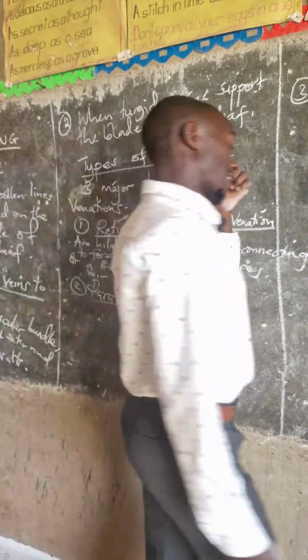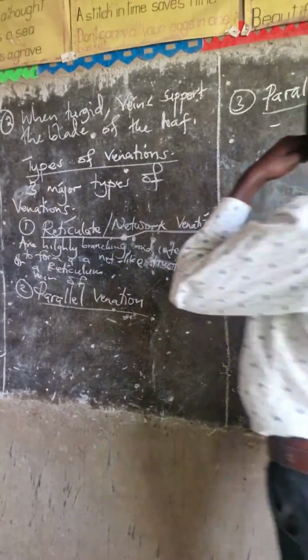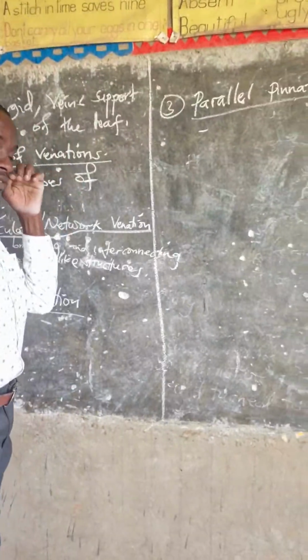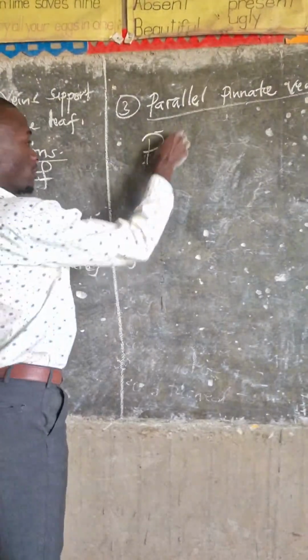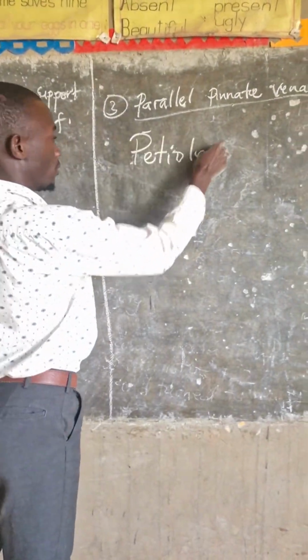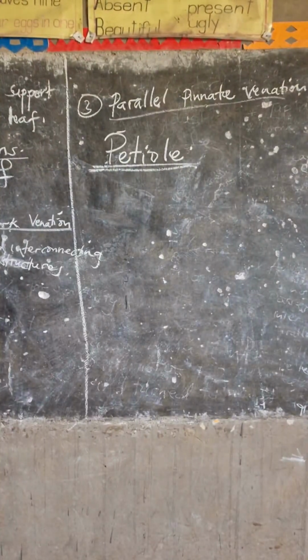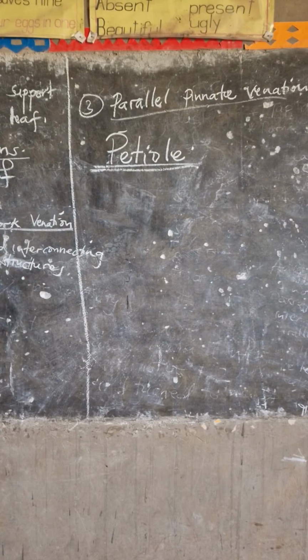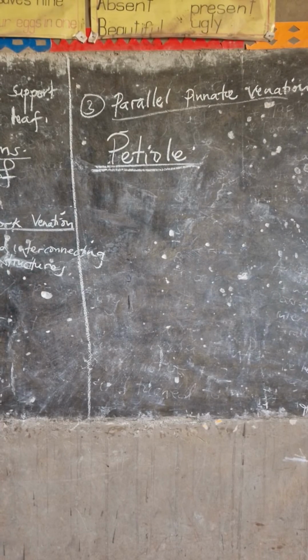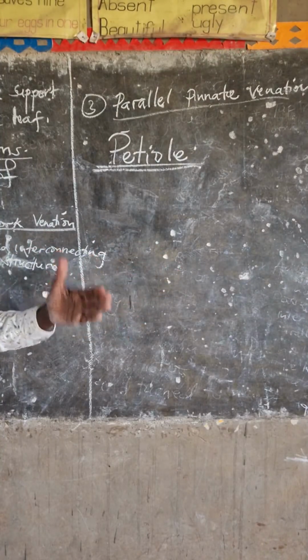That drives us to the types of leaves. But before that, let us look at the petiole. The petiole, or the leaf stalk, is that solid part of the leaf that extends from the leaf base to the leaf blade, that intermediate part of the leaf.